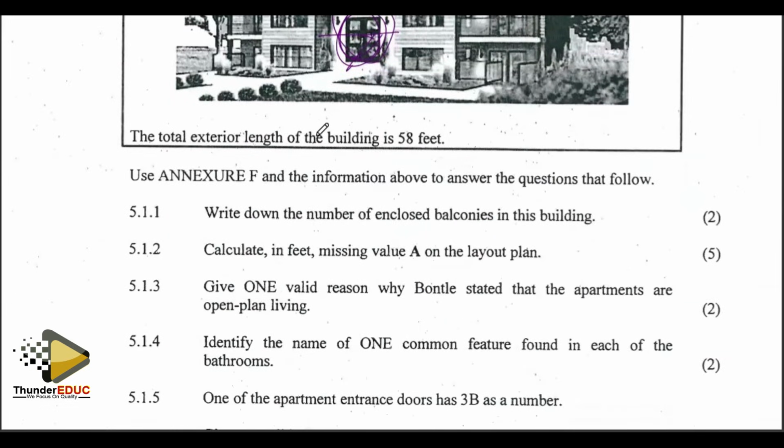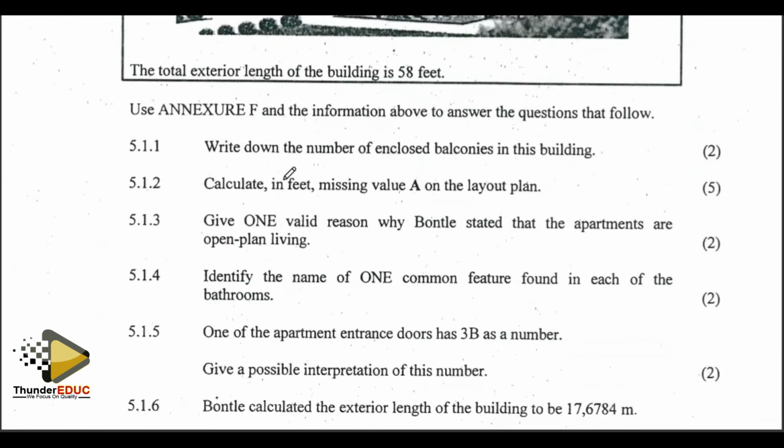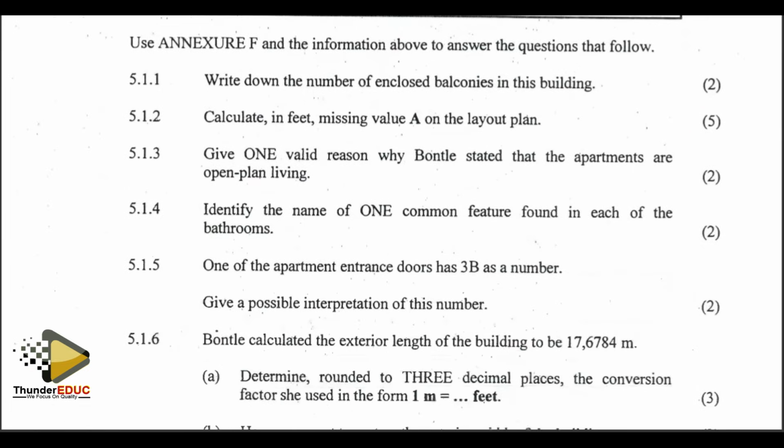The total exterior length of the building is 58 feet. Use an extra F and the information above to answer the questions that follow. Write down the number of enclosed balconies in the building. Balconies in the building. Write down the number of enclosed balconies in this building.